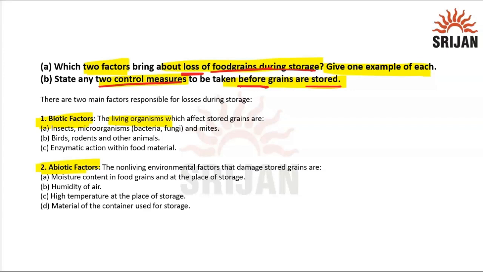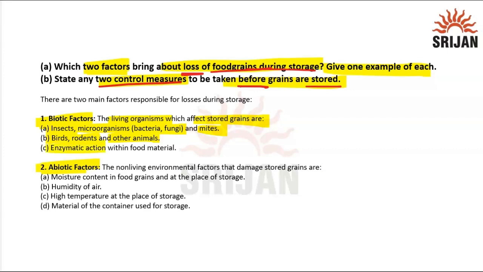So the living organisms which affect the food grains are the insects, microorganisms like bacteria and fungi, and mites. Mites are basically insects which are very similar to ticks and feed on the grain, whereas ticks are parasites which directly feed on animals. Then you have birds, rodents and other animals as well, which also affect the food grains if you just leave them in the open.